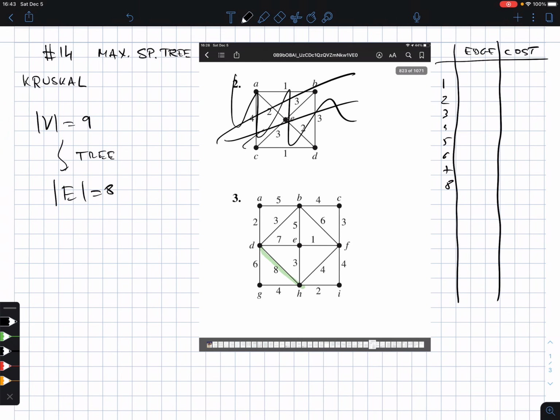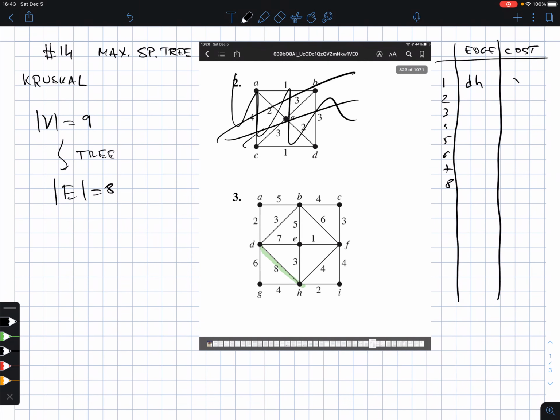Remember, we're trying to make a maximum now, so that's why we're always looking for the biggest possible value, 8. Okay, the next value that I can take, there's no 8 anymore, but this is 7, so I'm going to take this. And it happens to connect, but that is not something that I'm worried about.